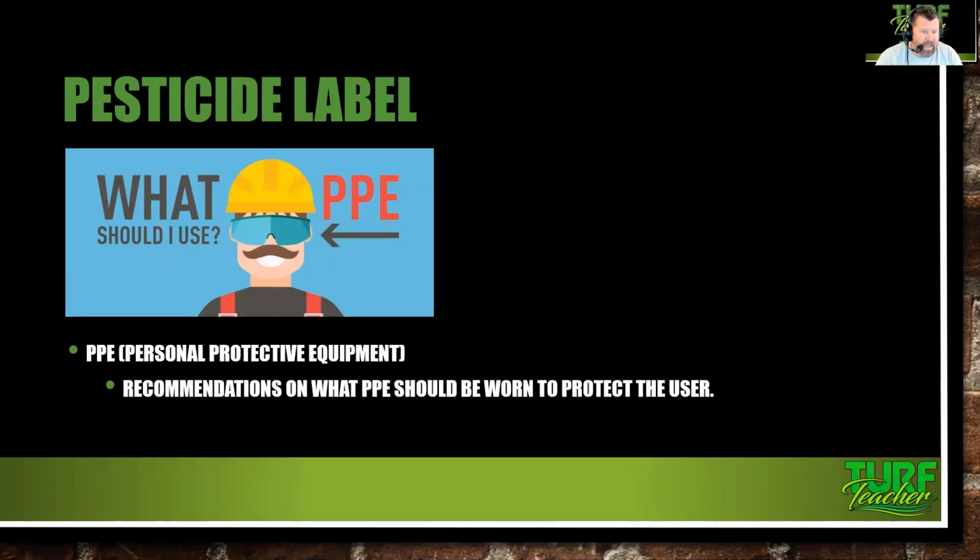PPE, it's going to tell us that. What is our personal protective equipment that we're going to wear? I usually go overboard with it. I'm going to make sure that I am protected, especially after seeing those pictures of the pesticide glowing on the individual's hands. But it's going to give us recommendations on what PPE should be worn to protect us.